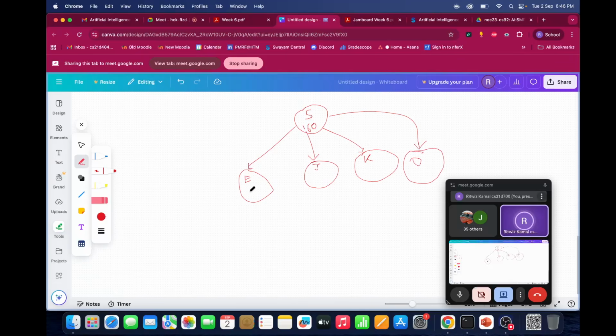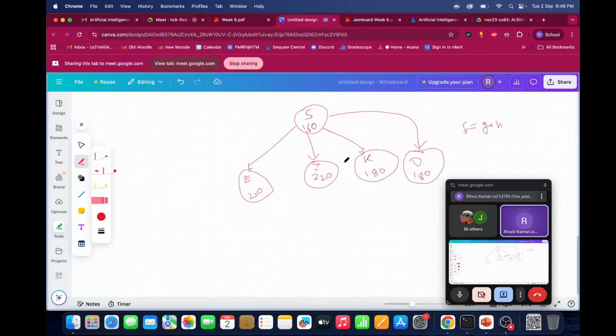Okay, and the cost associated with each of them would be 210 and 220. Correct me if I'm making any mistakes. 180 and then 180. Remember, the f value being calculated again follows a similar formula to what we do in A star. This is g plus h.